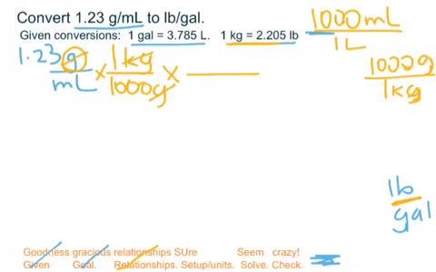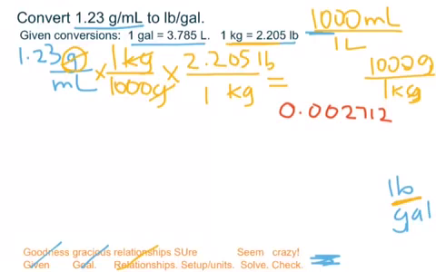So kilograms here, 2.205 pounds. And that gives me, when I calculate it, 0.002712, and my units there would be pounds per milliliter.